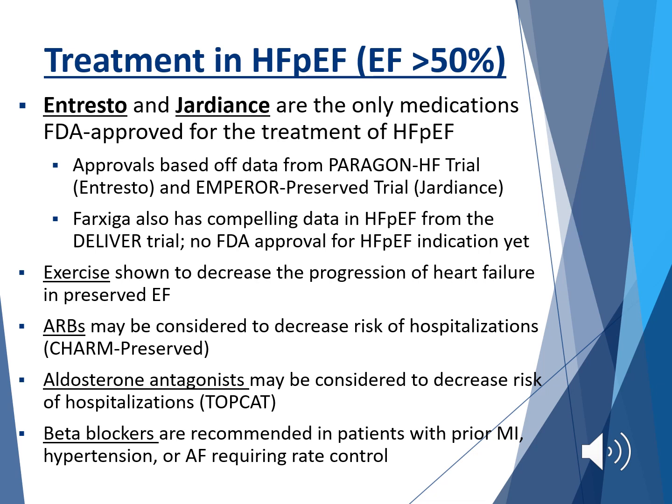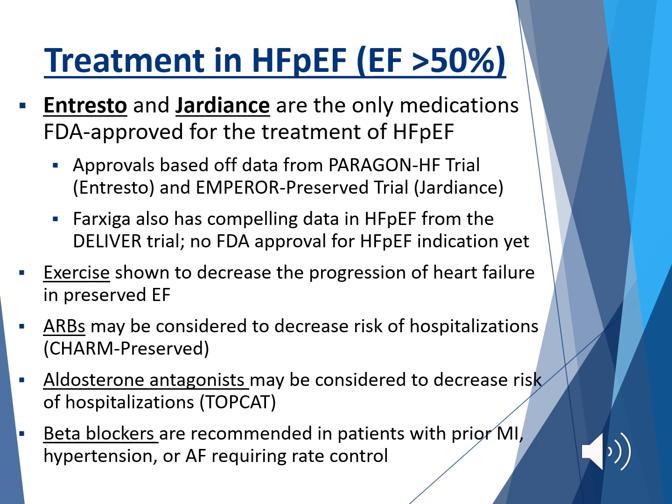HFpEF is when you have a preserved ejection fraction, or an ejection fraction greater than 50%. At this time, Entresto is the only medication that has an FDA approval for HFpEF. This is based off of the PARAGON-HF trial, which found some benefit in reducing cardiovascular death and heart failure hospitalizations in the HFpEF patient population. In 2021, the EMPEROR-Preserved trial came out, studying empagliflozin or Jardiance in the HFpEF patient population. This study found a reduction in the composite endpoint of cardiovascular death and heart failure hospitalizations as well.